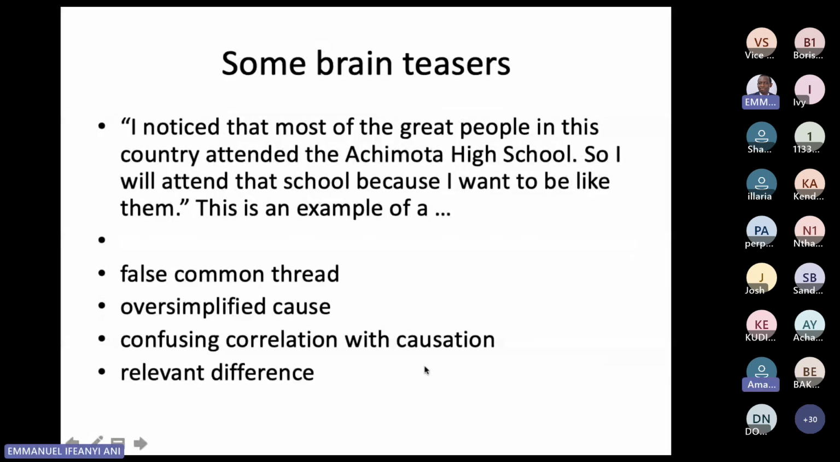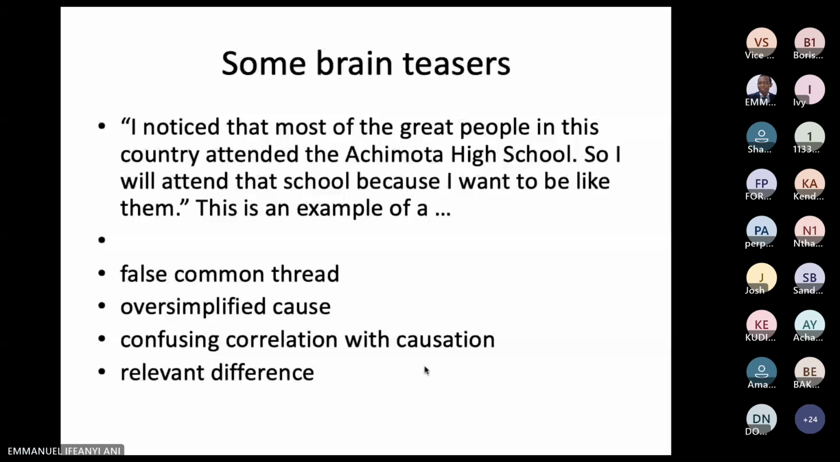Okay, so let's do some exercises for the last time. I noticed that most of the great people in this country attended Achimota High School. So I will attend that school because I want to be like them. This is an example of what?